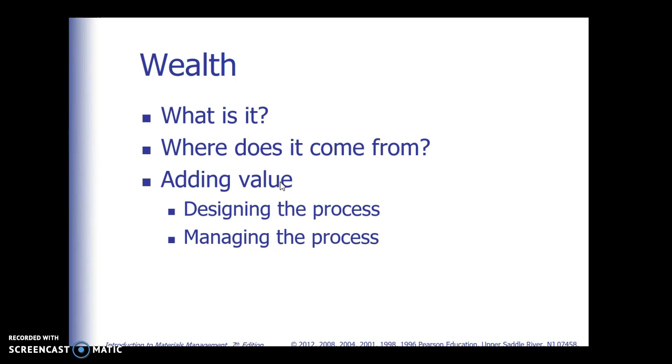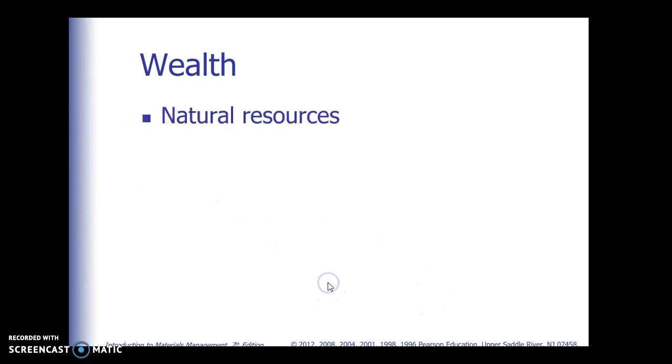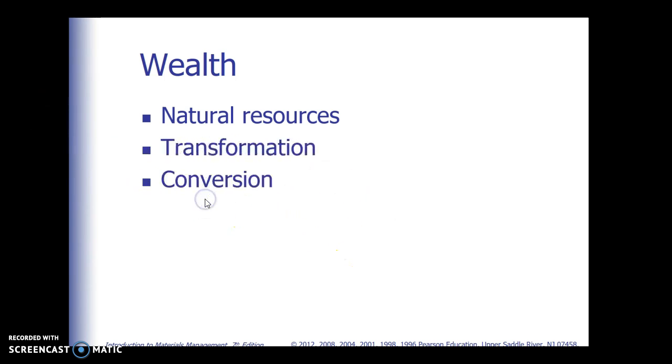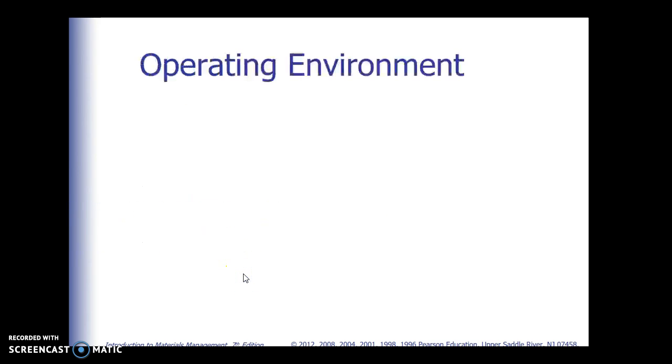Wealth. What is it? Where does it come from? Does it add value in the design of the process or the managing of the process? Wealth comes from natural resources, transformation, conversion, managing the process, and services. And it all has to do with the operating environment.